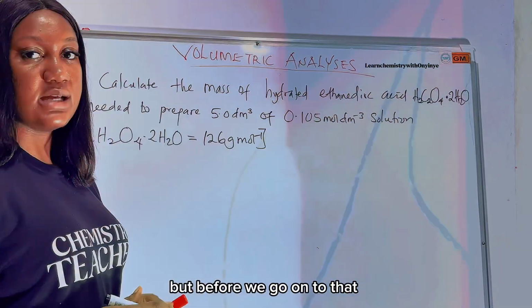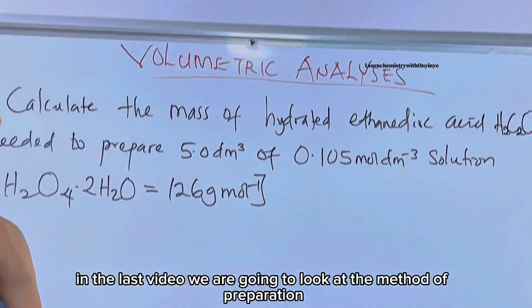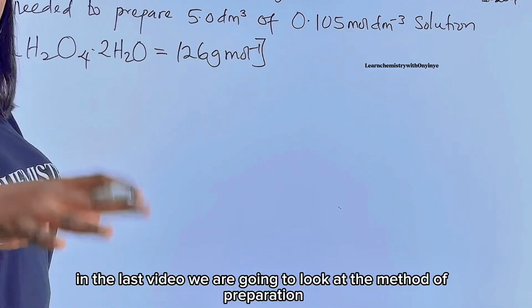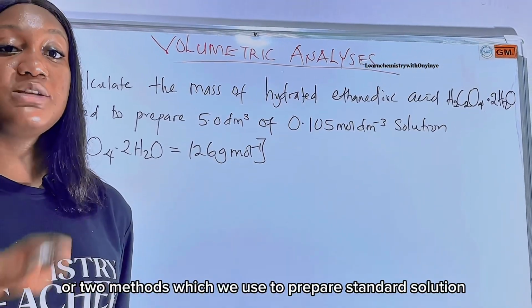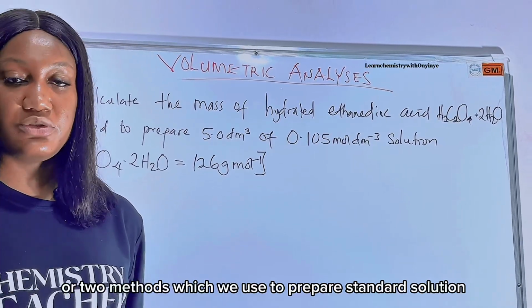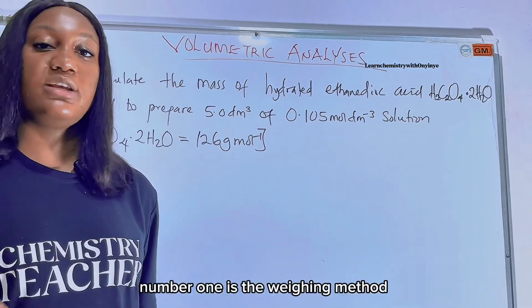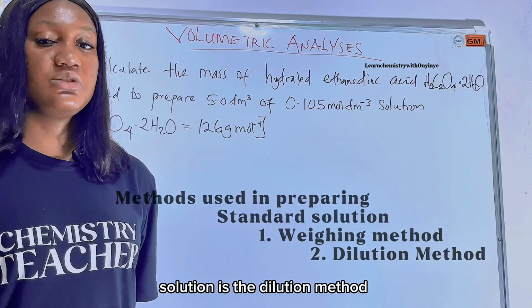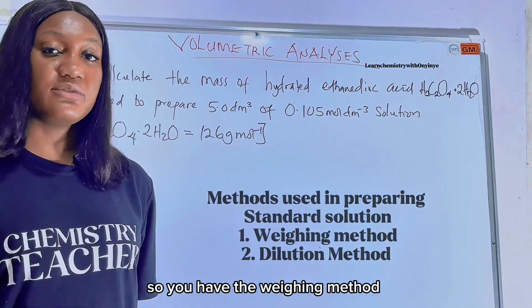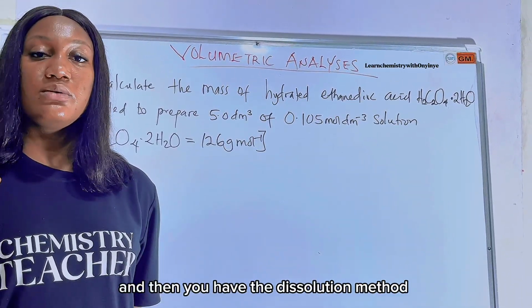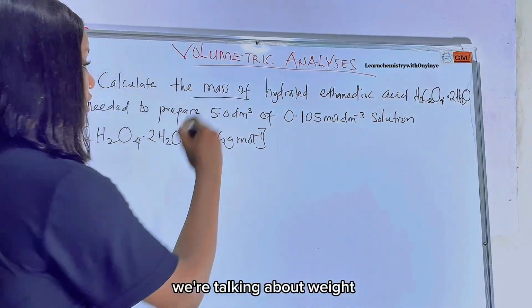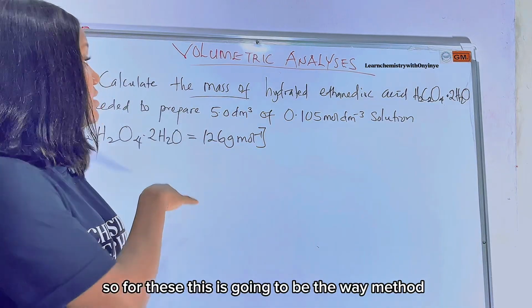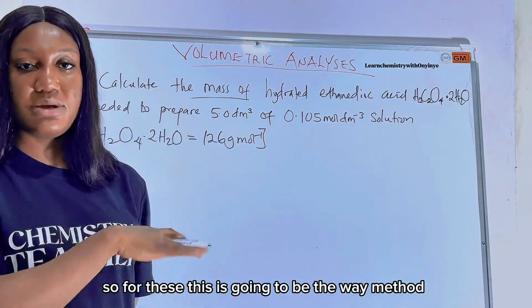But before we go on to that, in the last video, we are going to look at the method of preparation of standard solution. There are two methods we use to prepare standard solution. Number one is the weighing method, and another is the dilution method. Looking at this, we're talking about mass, we're talking about weight, so this is going to be the weighing method.